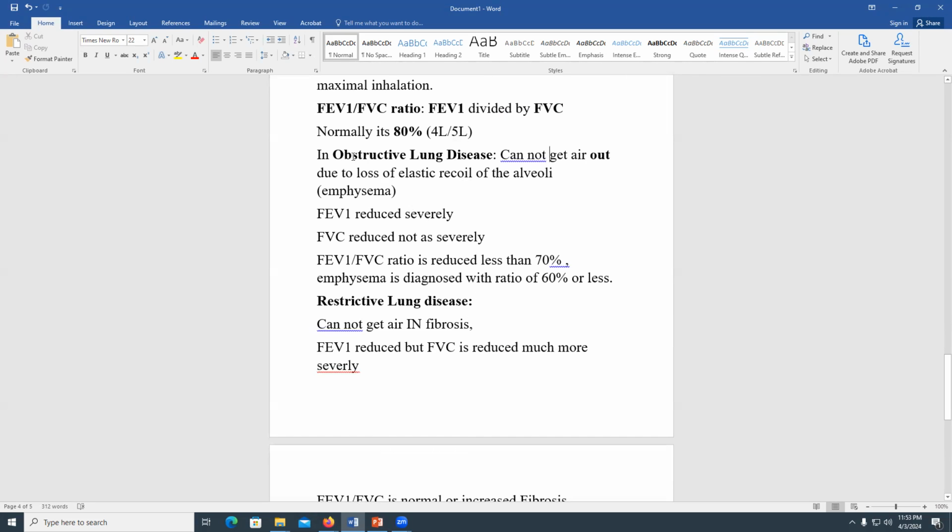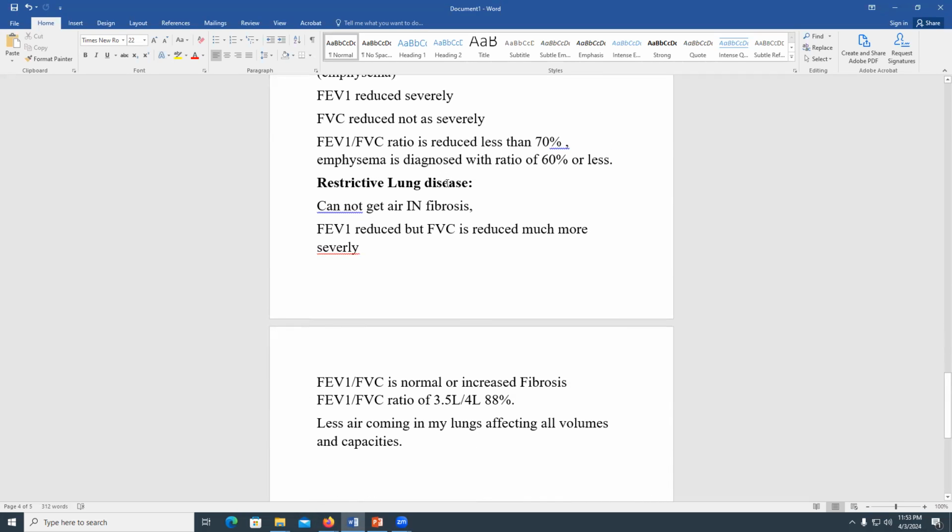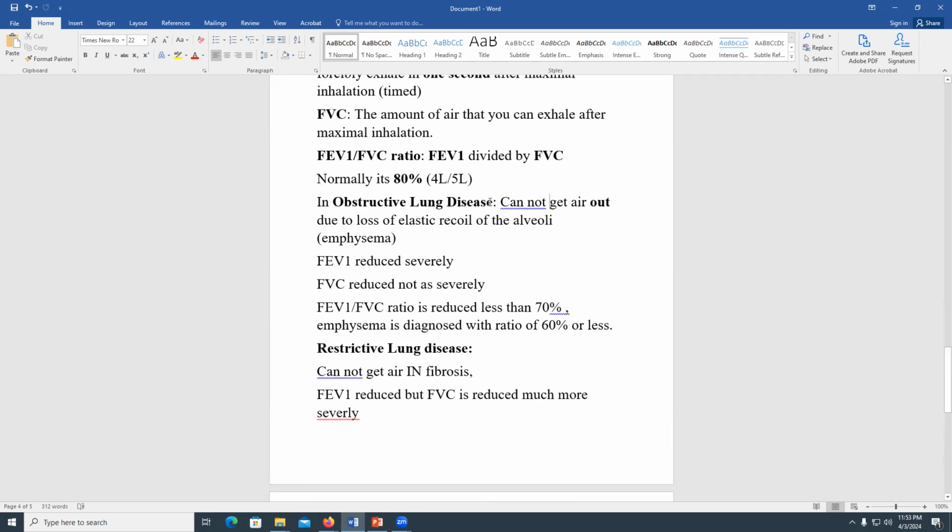Now we have two types of patients. We have the OLD, the obstructive lung diseases, and there are also restrictive lung diseases. In obstructive lung diseases, the major problem is that patients cannot get the air out due to the loss of the elastic recoil of the alveoli. We see this with emphysema. So there is a collapse of the alveoli. They have no problem taking air in. So the air will be flowing in obstructive lung disease.